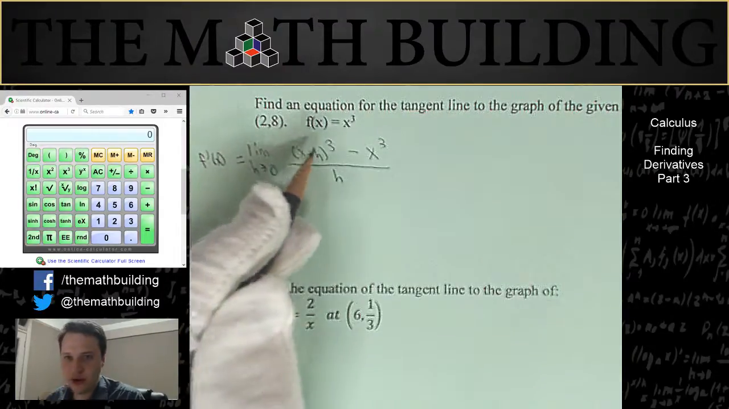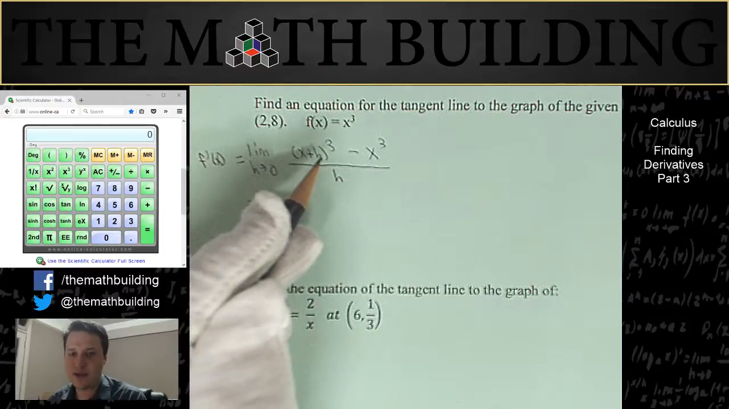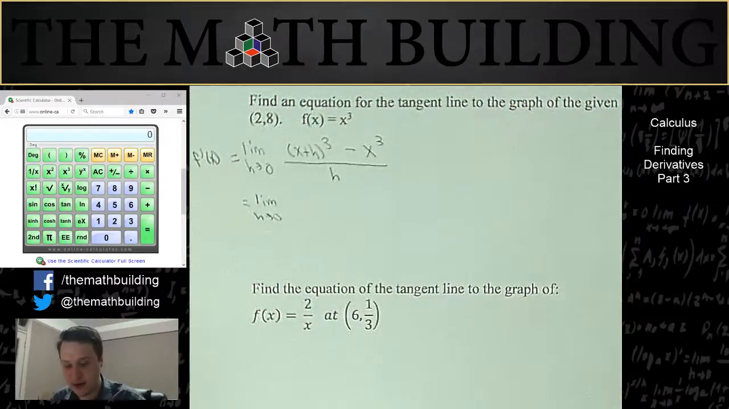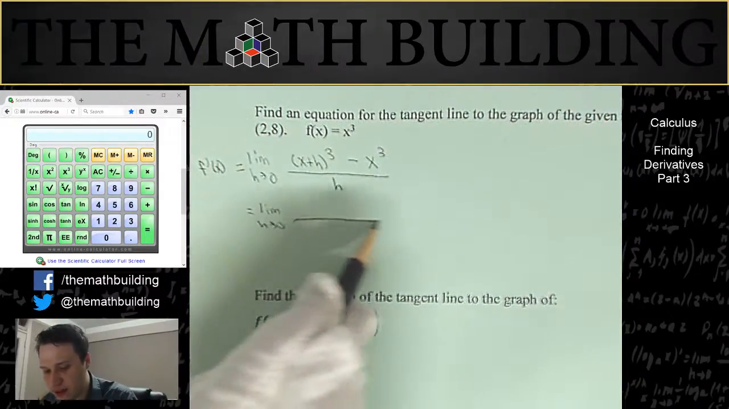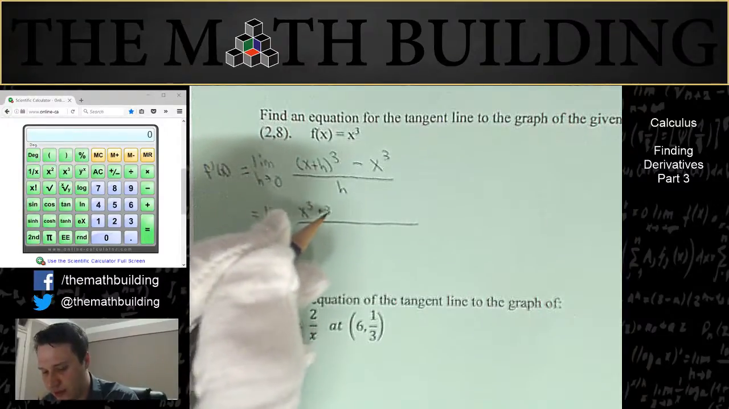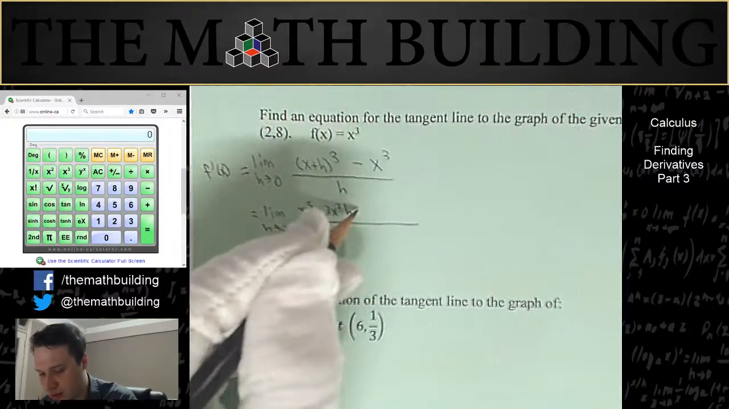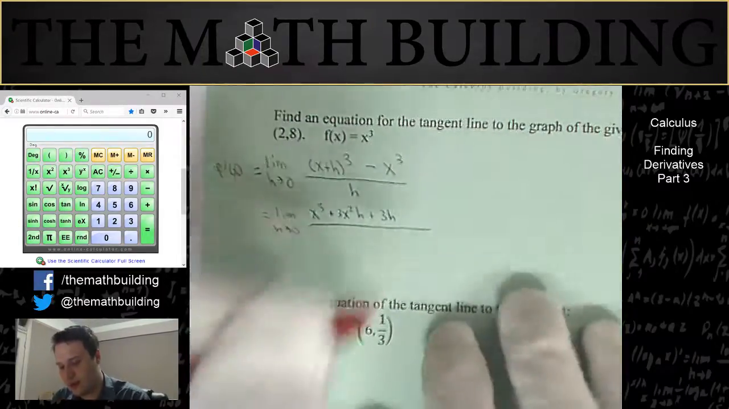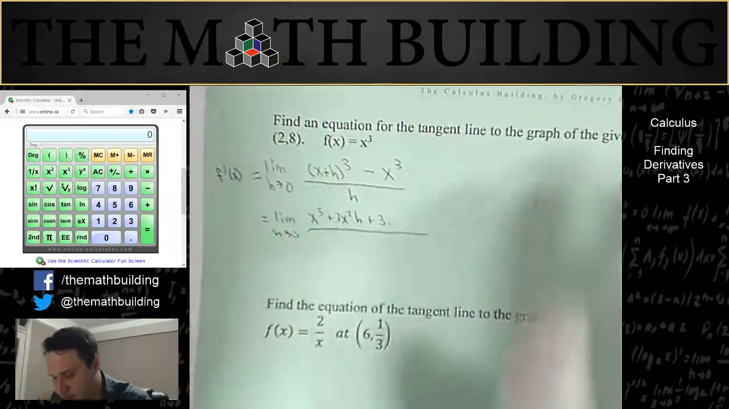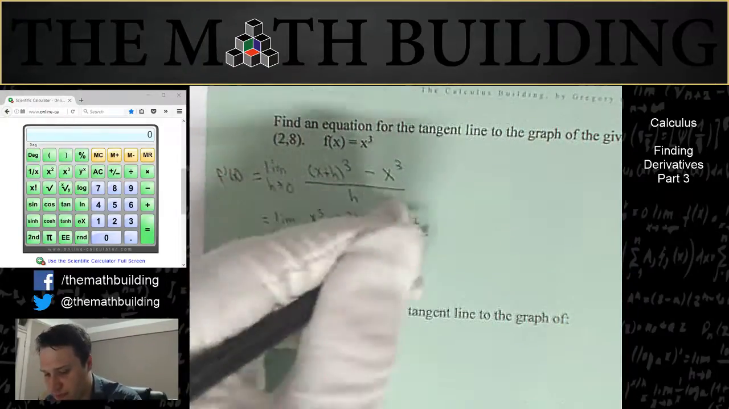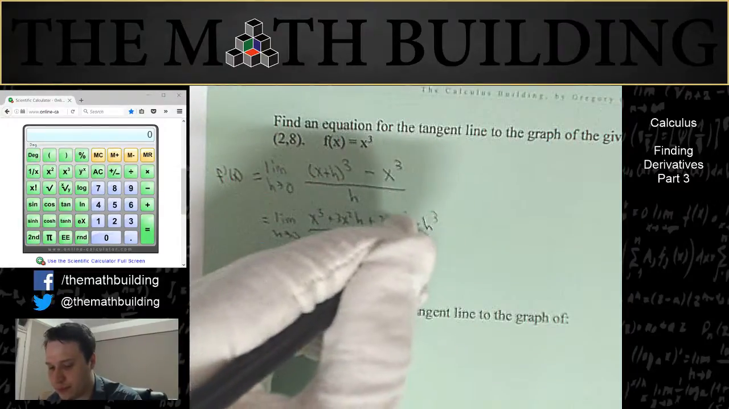What you can do here is you can do x plus h times x plus h, FOIL that, and then times that by x plus h and FOIL again. And when you do that, you're going to get the following: x to the third plus 3x squared h plus 3xh squared plus h to the 3.